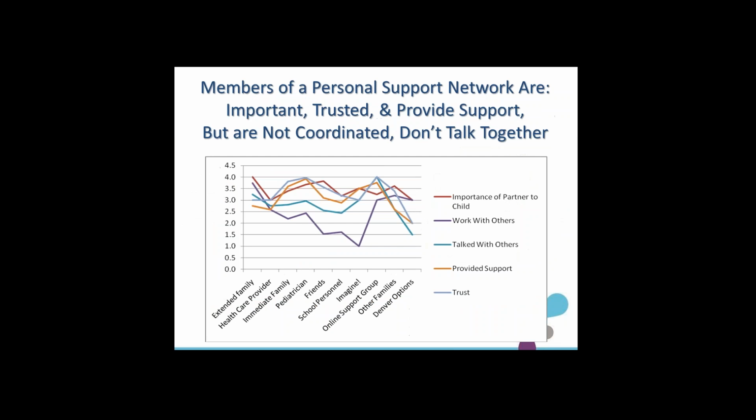One more finding. When we asked families about their personal networks, we found that they rated their networks as being very important to their children, providing support and trust, but not working well with others or talking together. So even though they had strong support networks, they're not very well coordinated.